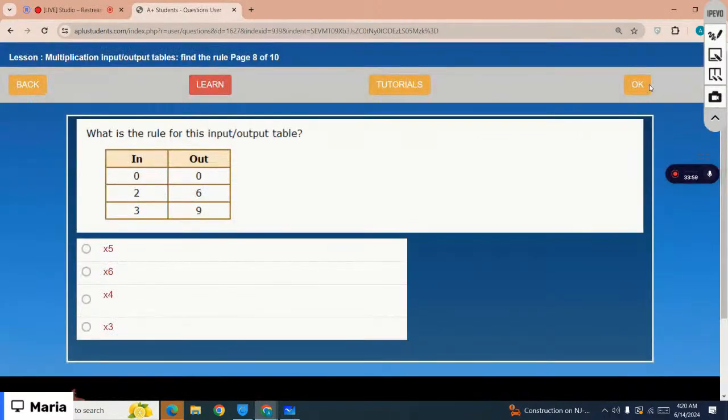The rule for this input output table, which is the correct option? Yes, you have to multiply them by 3. 1 times 3 is 3, 2 times 3 is 6, and 3 times 3 is 9. Option number 4 is the correct option.